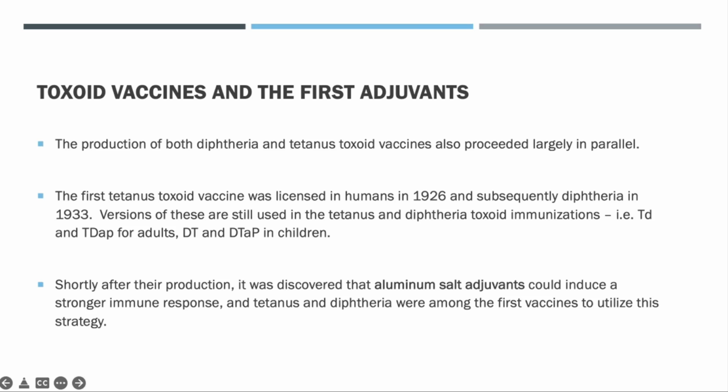Moving along in history, in addition to serum therapy, the efforts towards vaccination for diphtheria and tetanus occurred largely in parallel too. The first tetanus toxoid vaccine was licensed in 1926 and subsequently diphtheria in 1933.